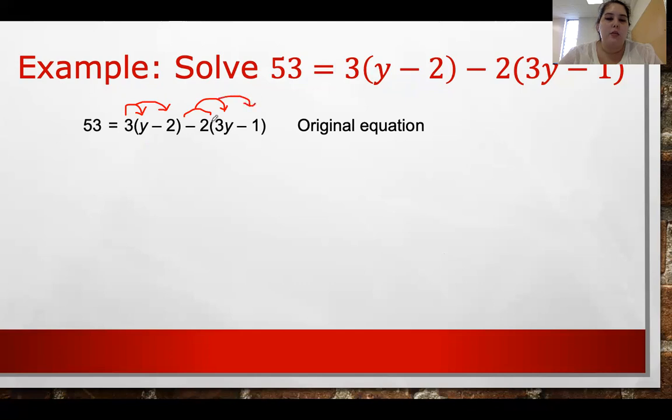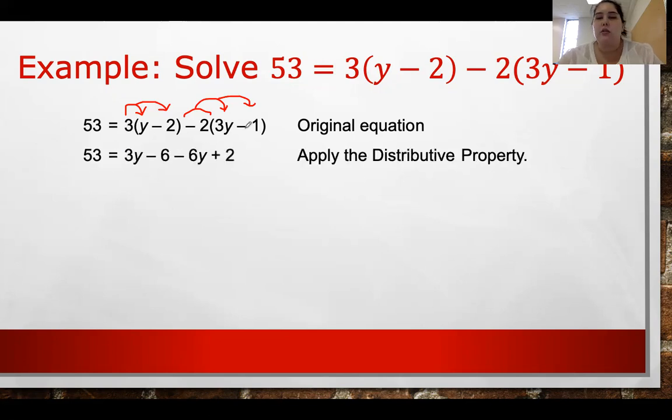And it's important to remember you're multiplying the whole number negative 2. Here we're multiplying by 3. And so when we do that, we're going to get 3 times y, which is 3y, 3 times negative 2, which is negative 6, negative 2 times 3y gets me negative 6y, and then negative 2 times negative 1 gets me positive 2. So as a reminder, two negatives make a positive when you are multiplying or dividing.